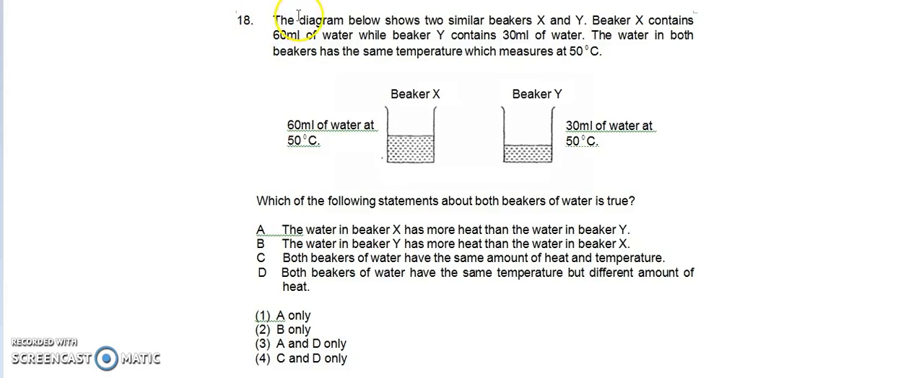Question 18. The diagram below shows two similar beakers X and Y. Beaker X contains 60 ml of water while beaker Y contains 30 ml of water. The water in both beakers has the same temperature, which measures at 50 degrees Celsius.